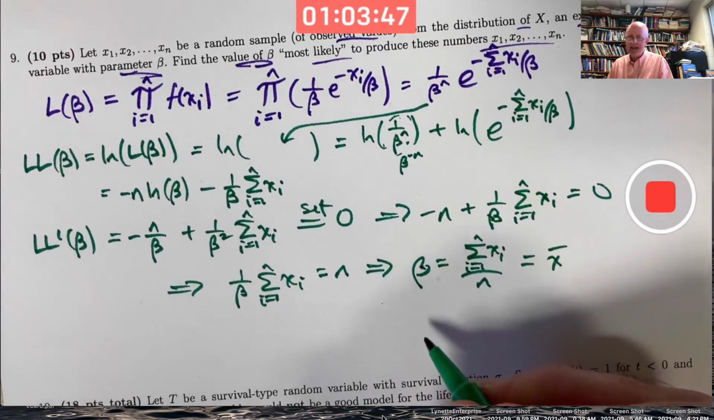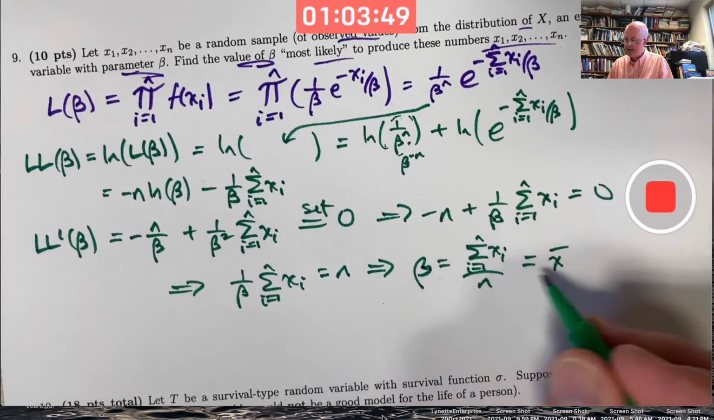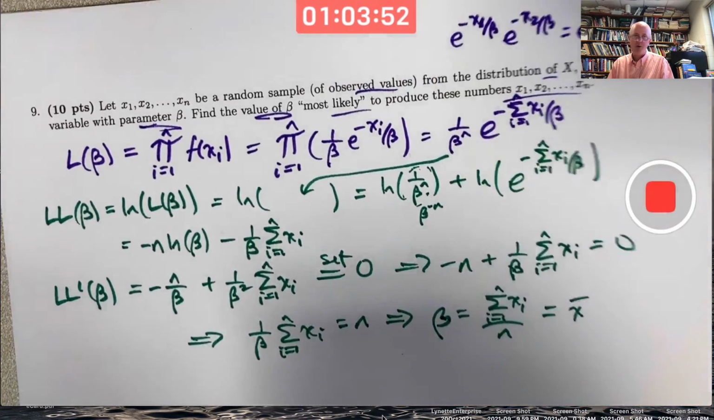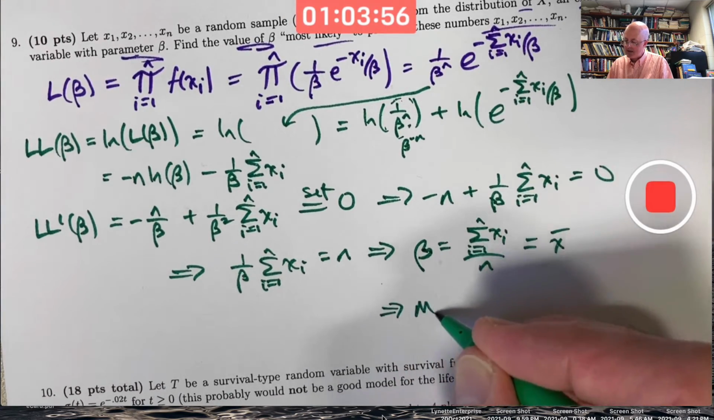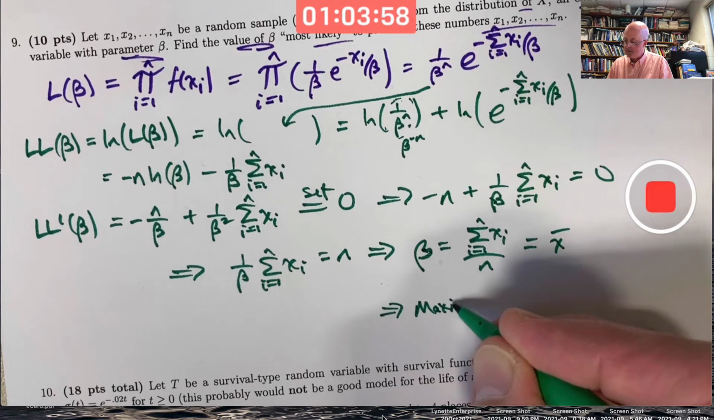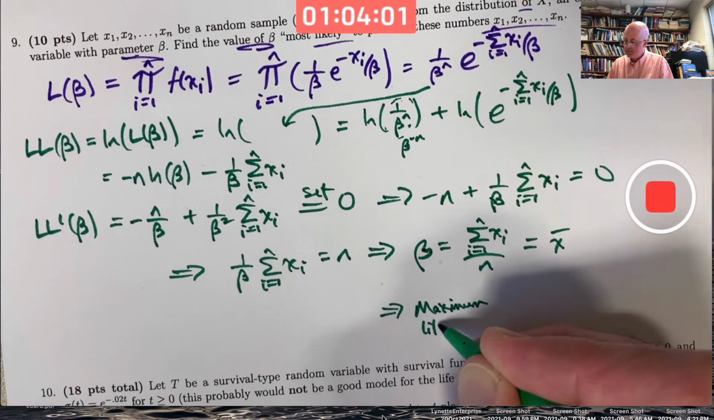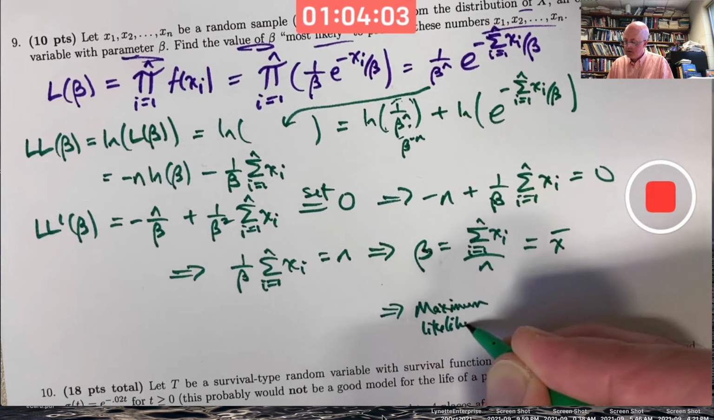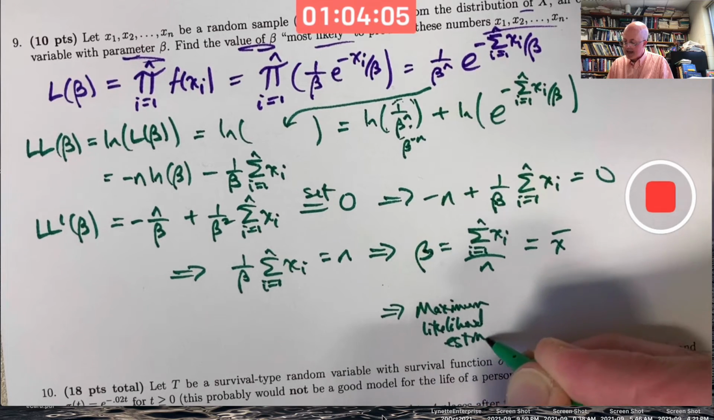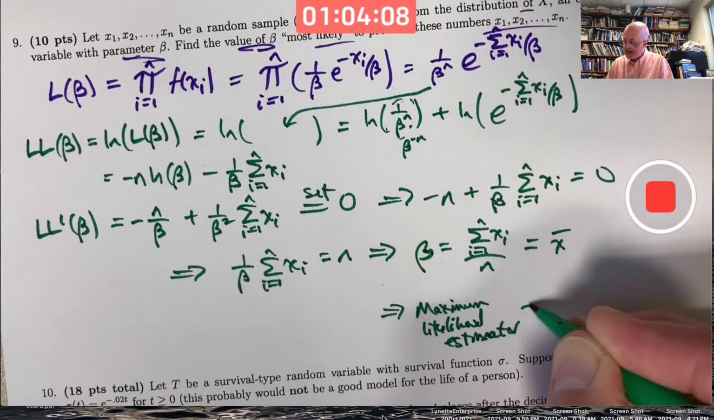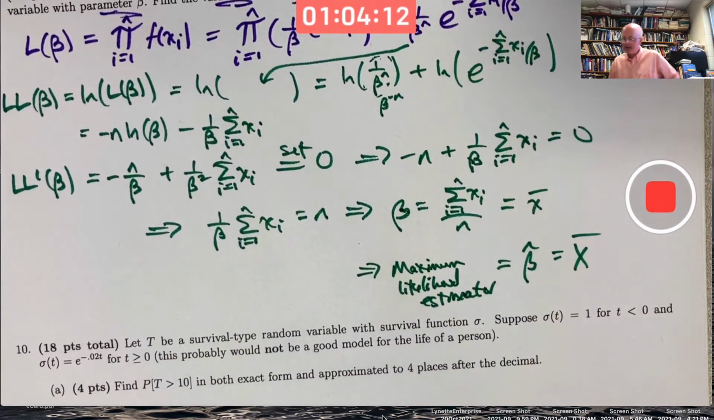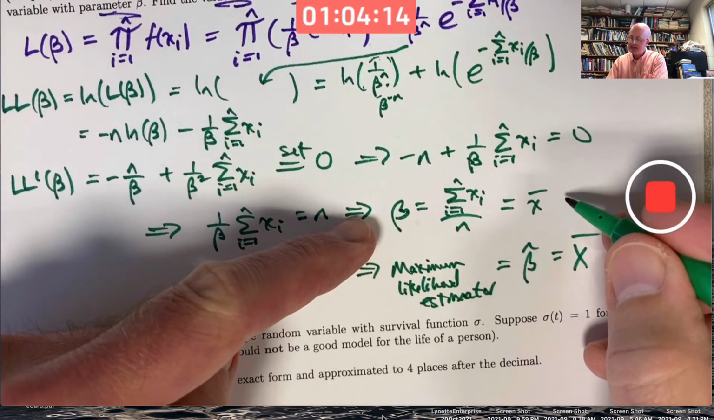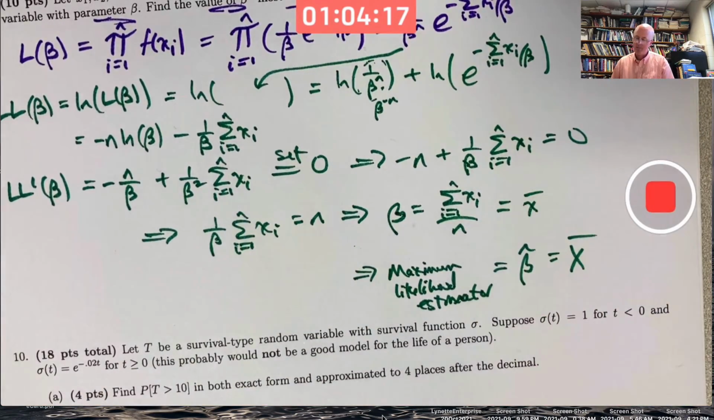So this is the most likely value of beta to produce these data, so to speak. It does mean then that the maximum likelihood estimator, as a theoretical estimator, typically written as beta hat, is going to be capital X bar. Once again, this is essentially data-based. This is more theoretical. But yeah, that is the hardest problem on the test probably here.